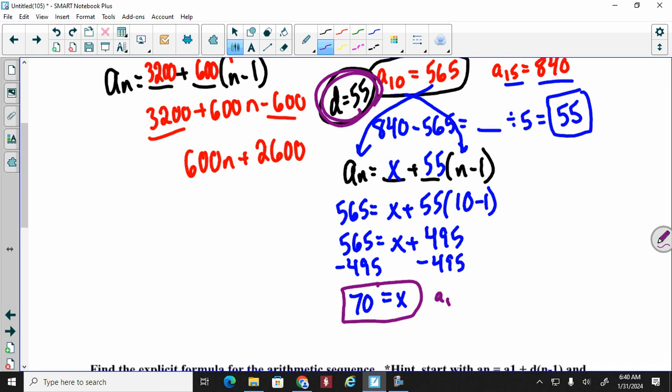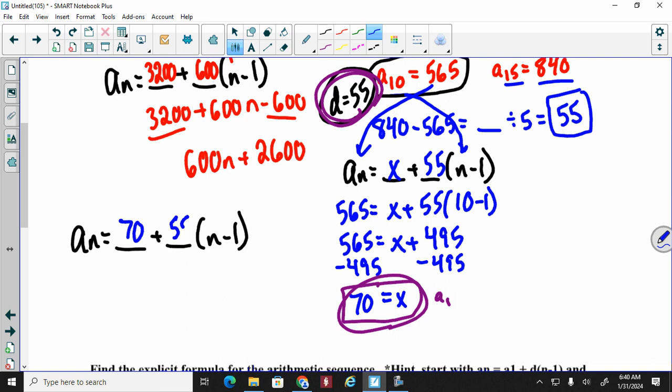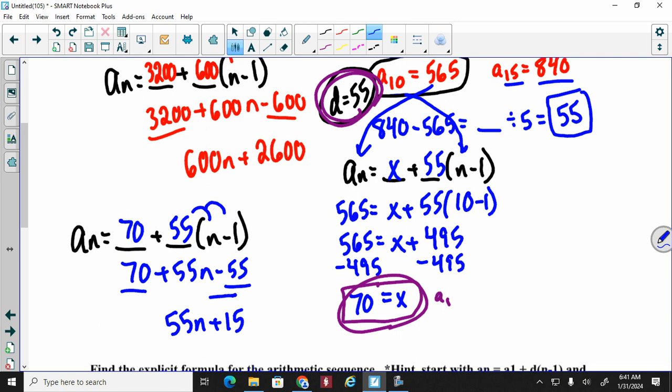Here's my common difference. Here's my first term. Time to plug it back into a formula for my final answer. So A of n is equal to something plus something, n minus 1. I just found my first term. My first term is 70. My common difference was 55. Distribute, distribute. 70 plus 55n minus 55. Combine the first, combine the last. 55n plus 15. There's your answer. All that work for there.